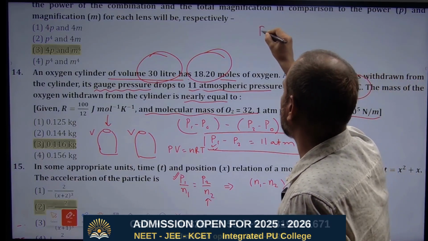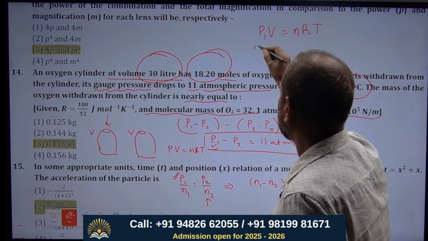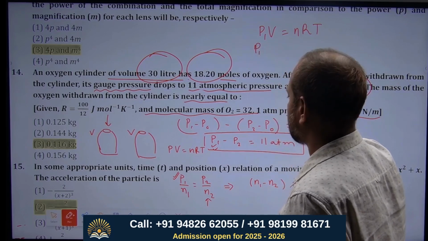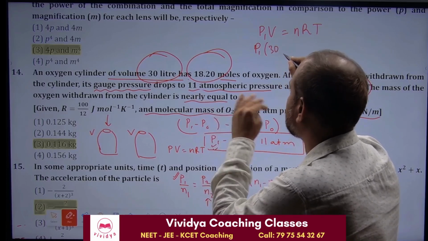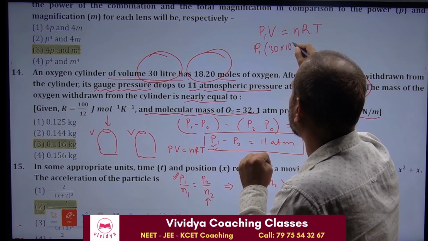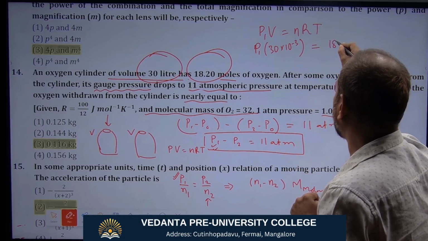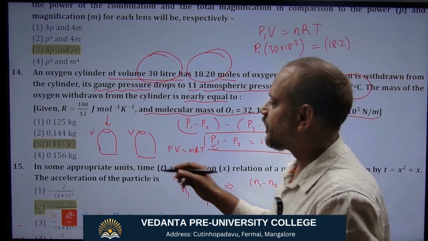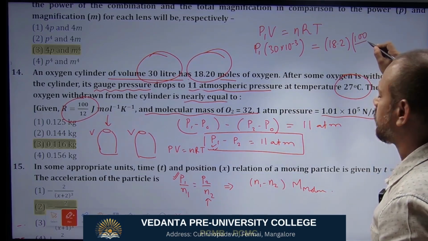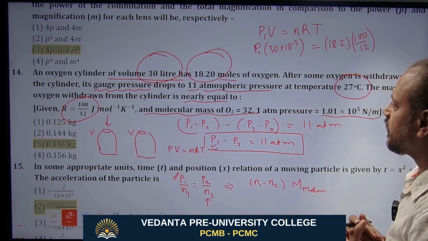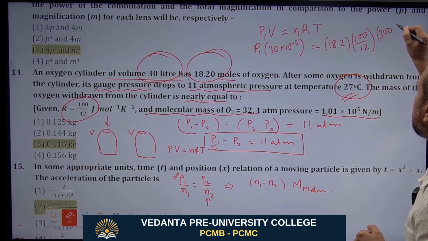So let's write PV equal to nRT. In the initial case, P1 multiplied by 30 liter, we have to find P1. 30 liter will be 30 into 10 to the power minus 3 meter cube, right? And then N is given as 18.2, multiplied by R. Use the value of R that they have given over here for easier calculation. So it is like 100 by 12, let's say, and then multiplied by the absolute temperature. So 27 degrees C, around 300 Kelvin, right? So we'll get 300 Kelvin over here.